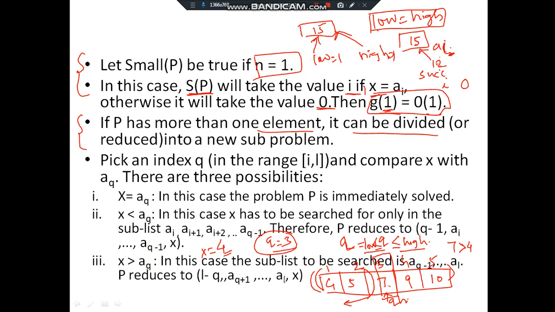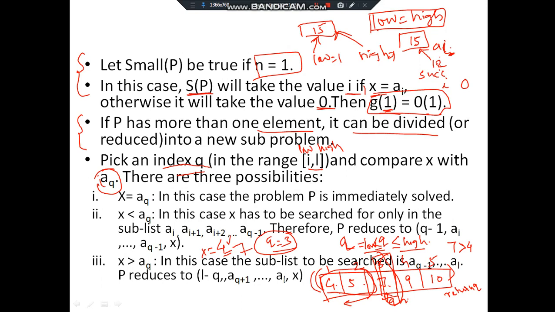If I am searching for 7, it is present over here and directly found, and at that time you will directly return q. But if I am searching for 4, I have to bring the high towards the left hand side, that is, I have to search in the left hand side subarray. So the same thing I am trying to do: let us randomly pick an index q in the range of low to high, and compare x with a[q]. Whatever the key we are searching for, compare it with a[q], the value present at the qth index.